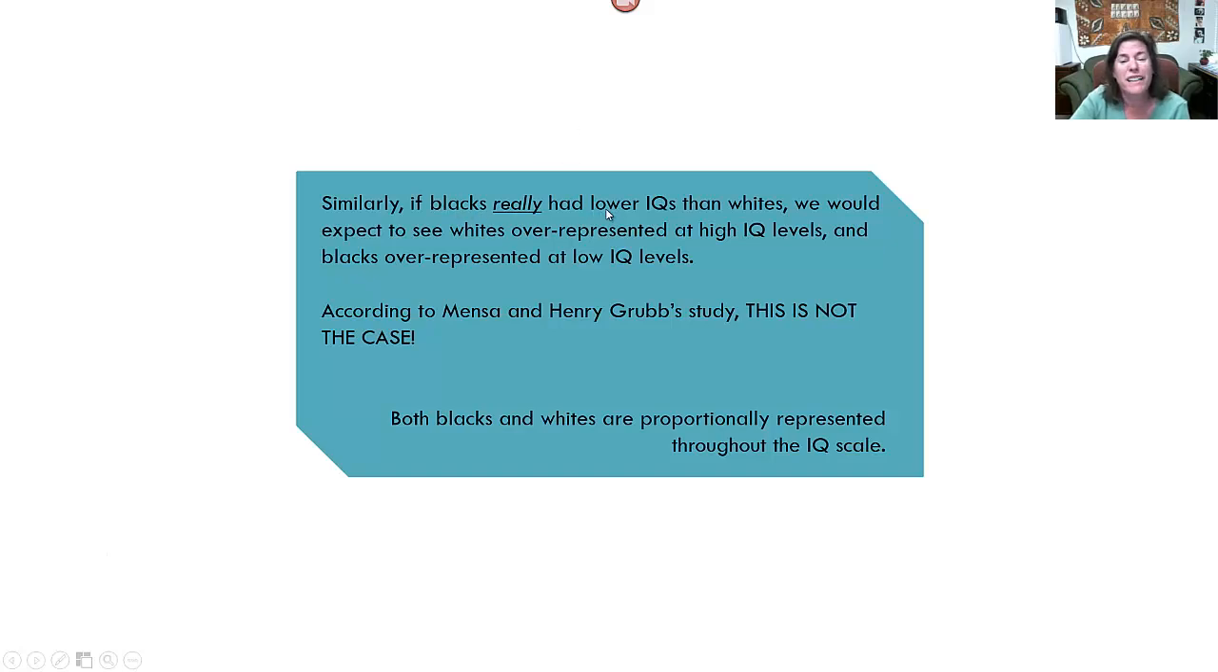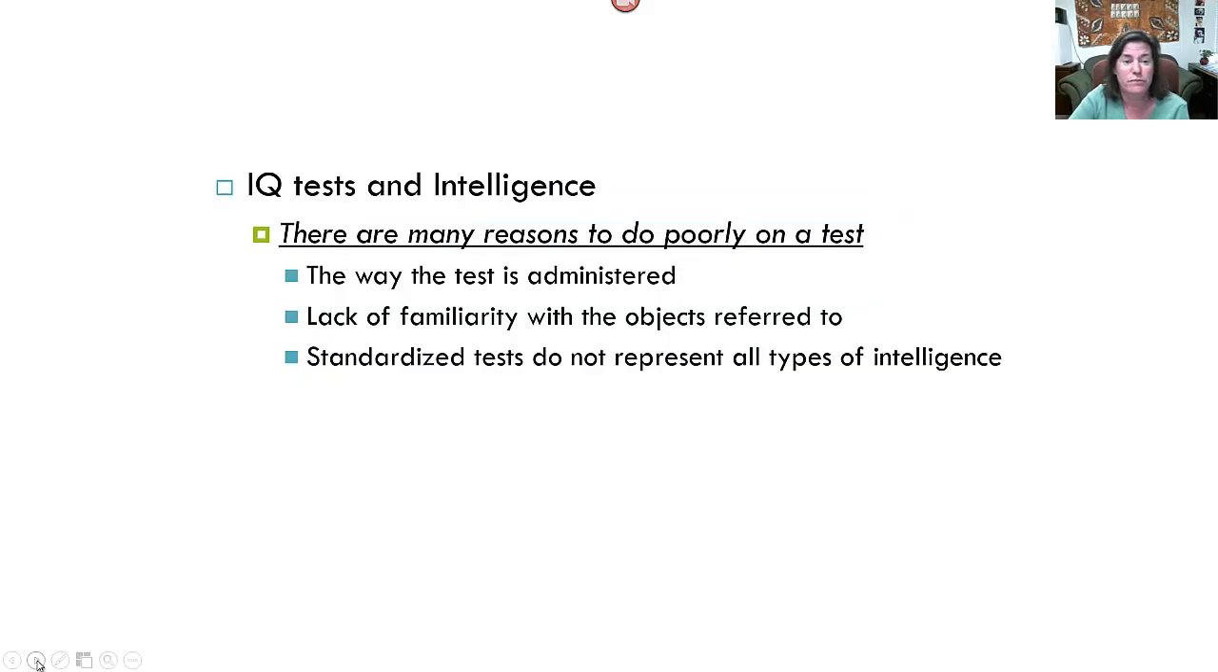Similarly, if blacks really had lower IQ than whites, we would expect to see whites overrepresented at high IQ levels and blacks overrepresented at low IQ levels. According to Mensa and Henry Grubb studies, this is not the case. Both blacks and whites are proportionally represented throughout the IQ scale, regardless of whether the IQ is a good measure of intelligence or not.